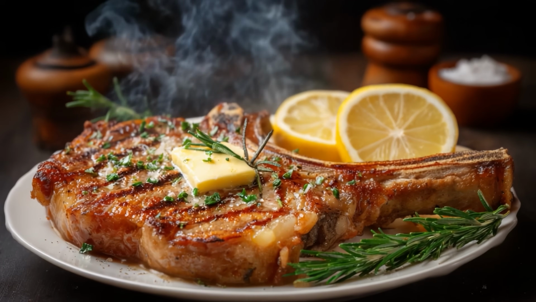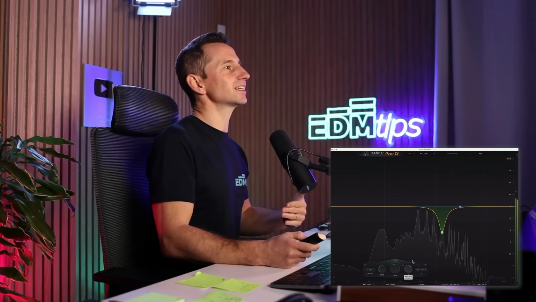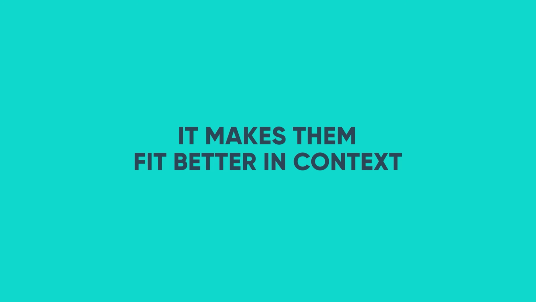Now, it may seem obvious if you already know that, but this actually tells us something very important about EQ that most people overlook. Imagine a prime, succulent T-bone steak cooked to perfection and a bowl of ice cream, two of my favorite foods and both delicious, but together, not so much. And no amount of seasoning will ever make that combination taste good. So in this analogy, EQ is like the seasoning of each ingredient. It can enhance what's already there, but it can't fundamentally change the taste. And this is the point that most people miss. EQ doesn't make sounds better, it makes them fit better in context.